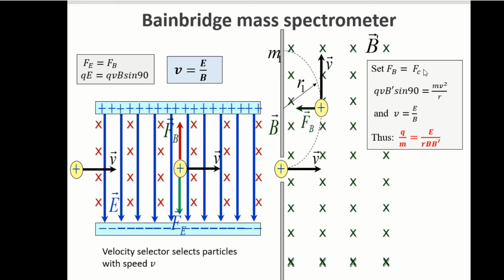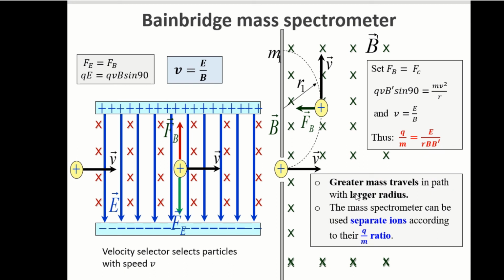F_C, as you have learned before, equals mv squared over r. We know the velocity after the charged particle leaves the velocity selector and enters the last chamber is the same, so v equals E over B. You substitute v equals E over B into this equation, then you will get Q over m equals E over r B times B prime.